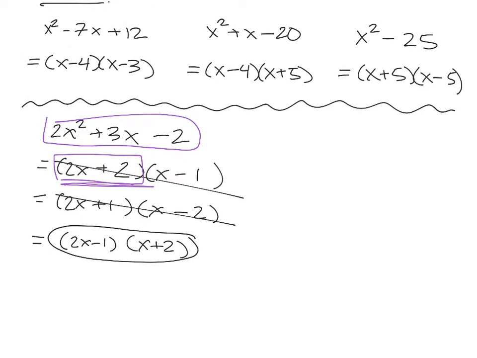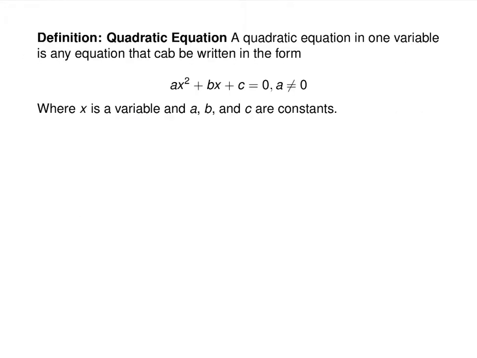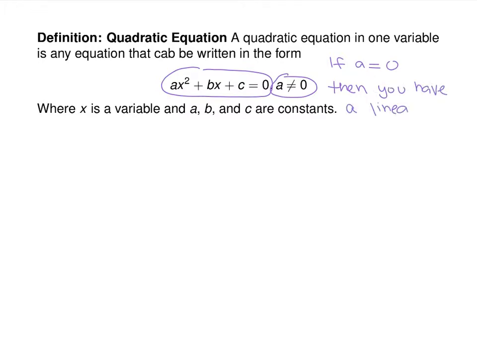All right, so a quadratic equation is something that can be written in this form: ax squared plus bx plus c equals 0, where a is not equal to 0. Does it make sense that if a does equal 0, then you have a linear equation? Yes. Just like we were solving before?